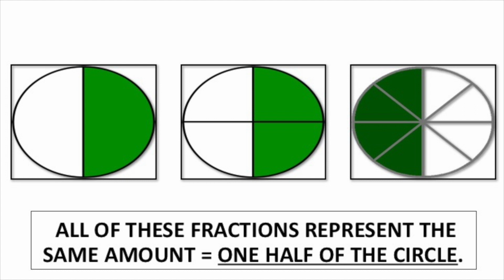All of these fractions represent the same amount. 1/2 of the circle. You see, when we look at all 3 circles, the same amount is in green. 1/2, 2/4, or 4/8. And when we talk about the same amount with different fractions, that's what we mean by equivalent, because they all represent the same amount.